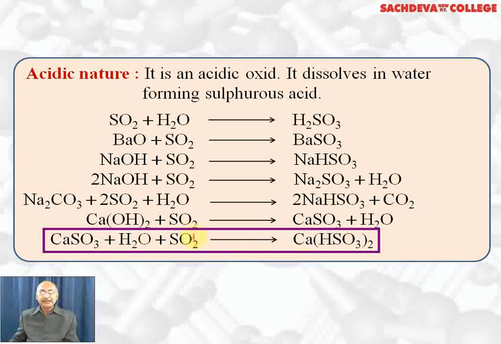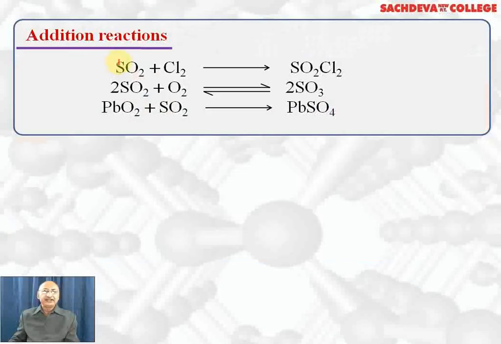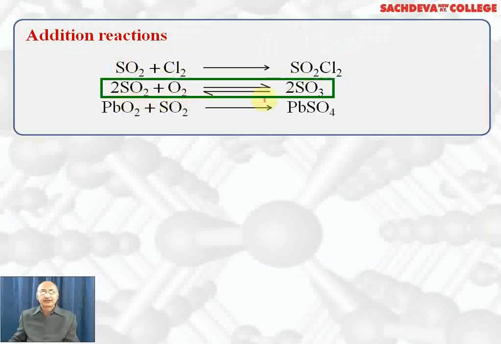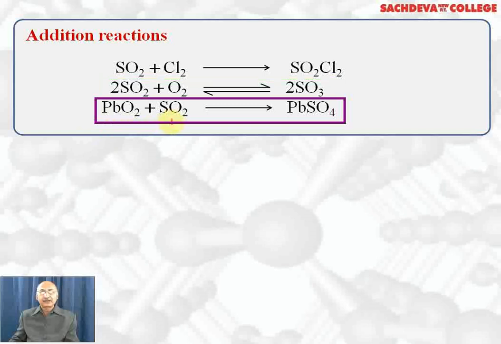If you want to differentiate between CO2 and SO2, CO2 is a colorless and odorless gas, whereas sulfur dioxide is a pungent smelling gas. The second difference is that sulfur dioxide turns acidified dichromate paper green, whereas carbon dioxide does not. Addition reactions: sulfur dioxide reacts with chlorine to form sulphuryl chloride. Sulfur dioxide reacts with oxygen to form sulfur trioxide in the presence of catalyst vanadium pentoxide. Lead dioxide reacts with sulfur dioxide to form lead sulfate.